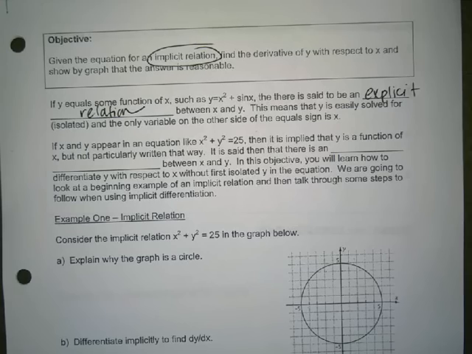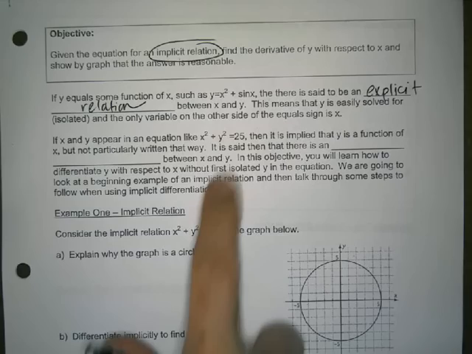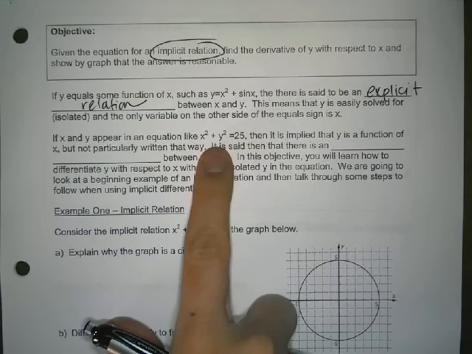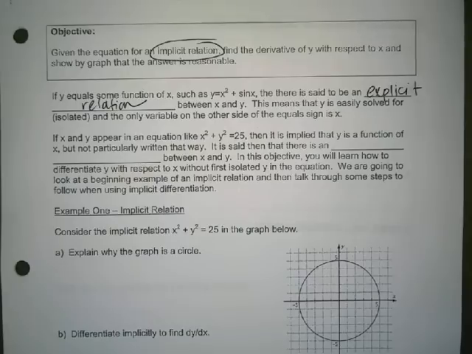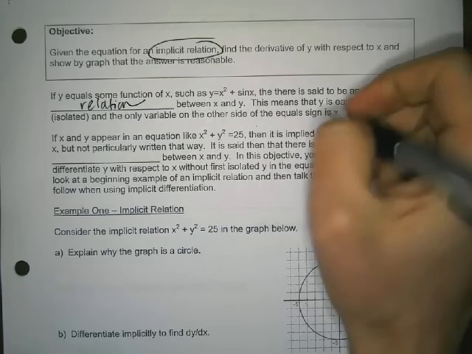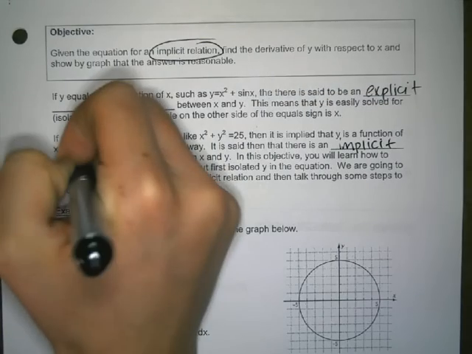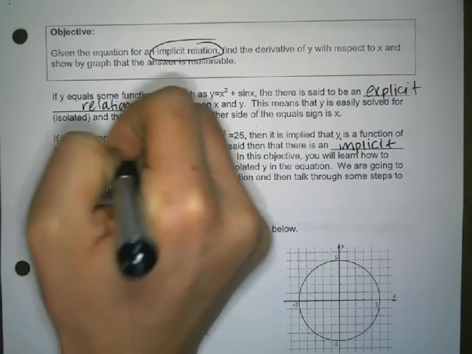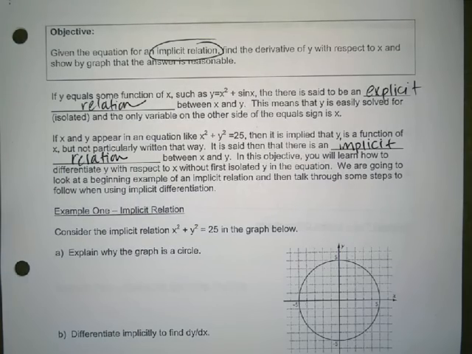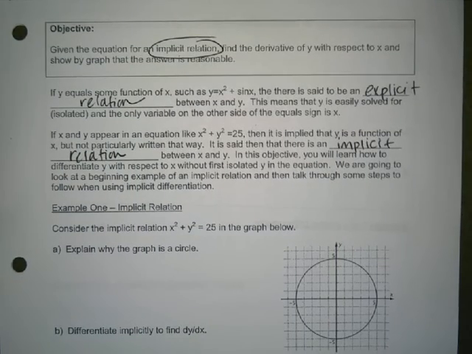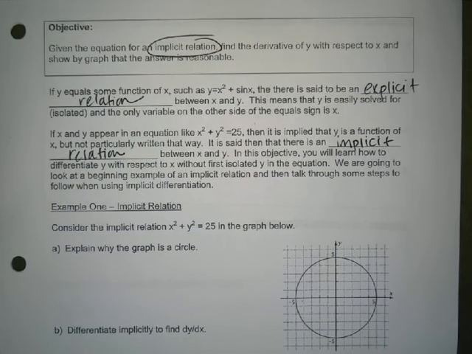If x and y appear in an equation like this, then it is implied that y is a function of x, but not particularly written that way. It is then said that we have an implicit relation. Implicit is called that because it is implied that y depends on x, but it's not clearly written that way because we don't have y equals.